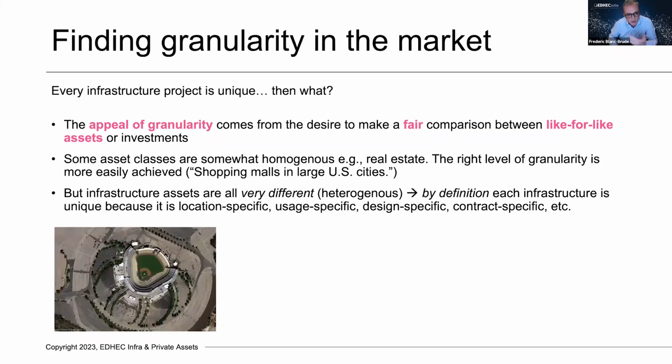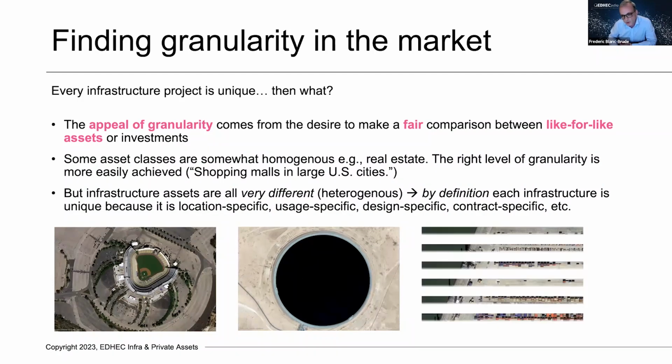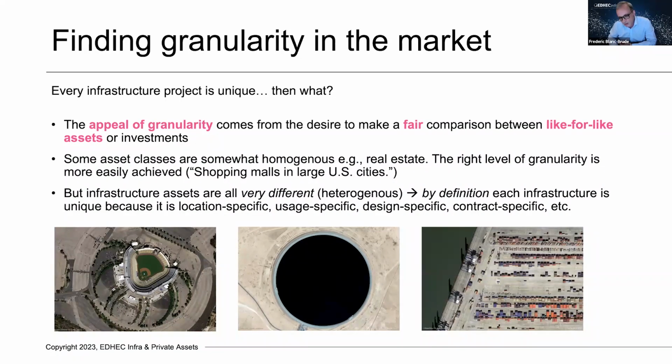And so, for instance, you can be looking at a stadium, you could be looking at a water reservoir, or you could be looking at a container port. What do they have in common? You might say, well, not very much. So super heterogeneous. So how do we get granular when we have a limited amount of data and when every asset is completely different?